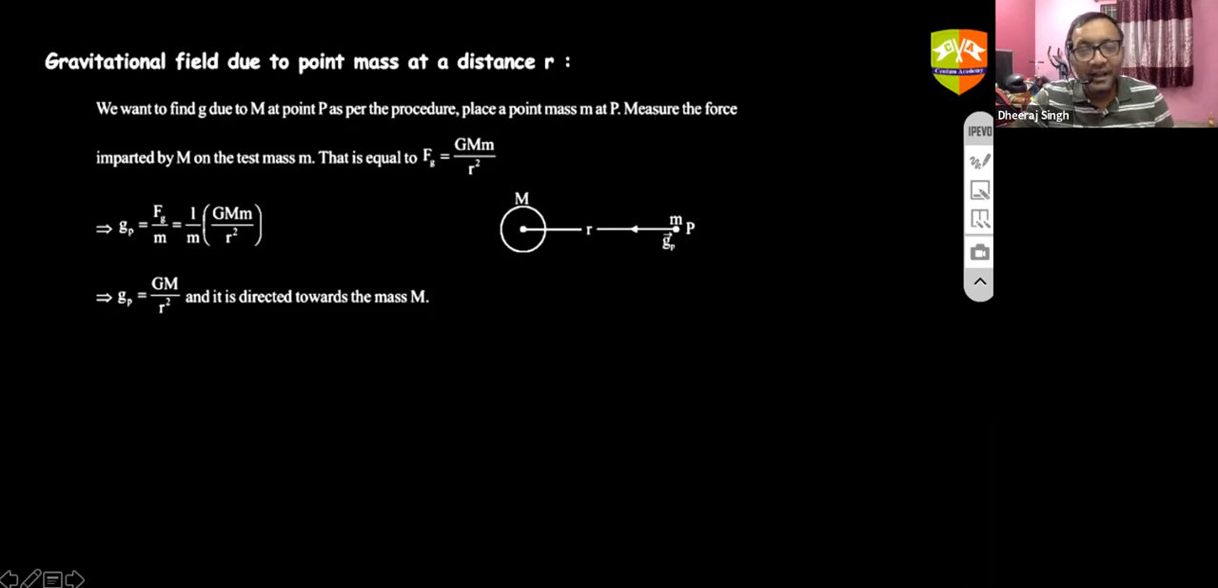But we ignore the law of orbits. In this chapter, at least for JEE Main, we ignore the fact that the satellites or planets are moving in an elliptical path. We say it is roughly circular. Okay, so we are studying circular motion. Fine.